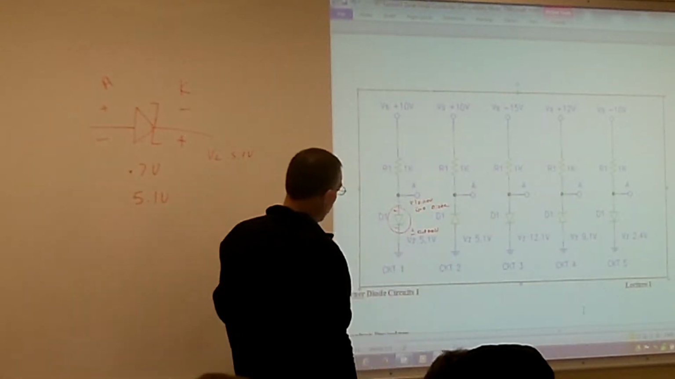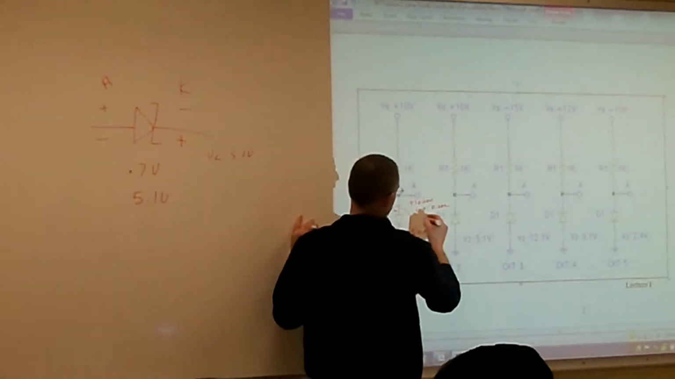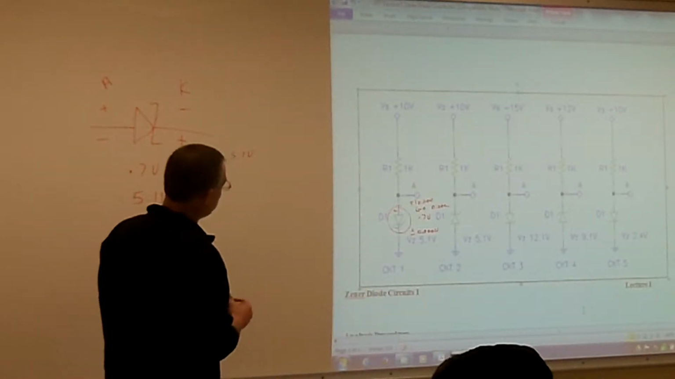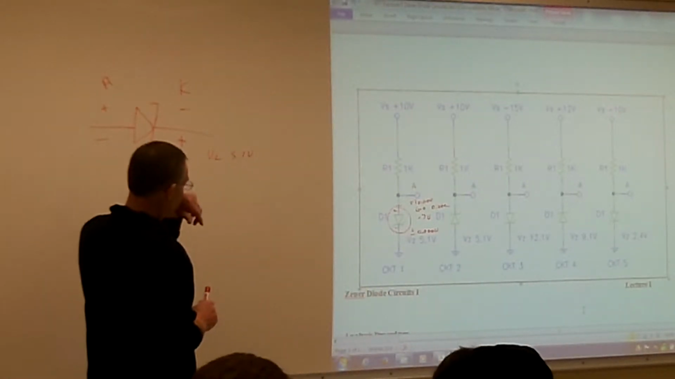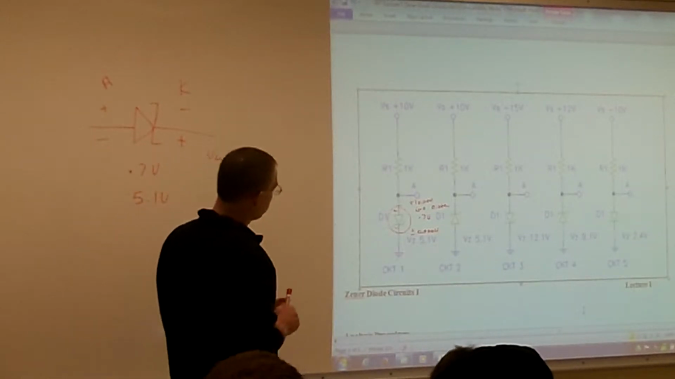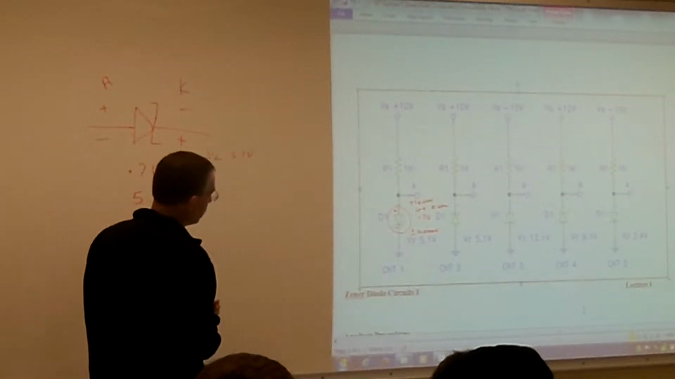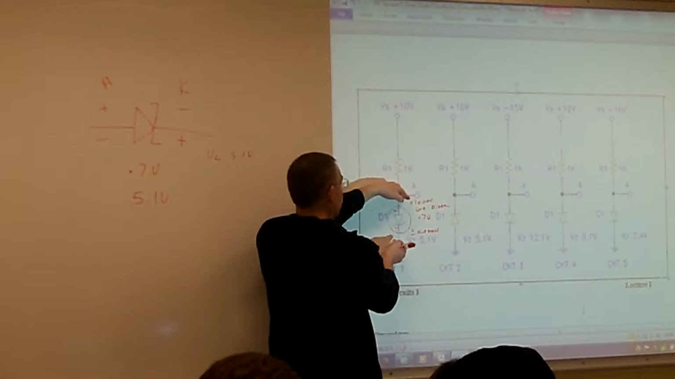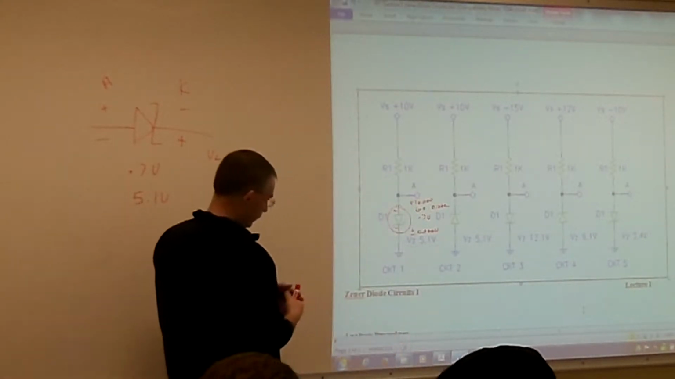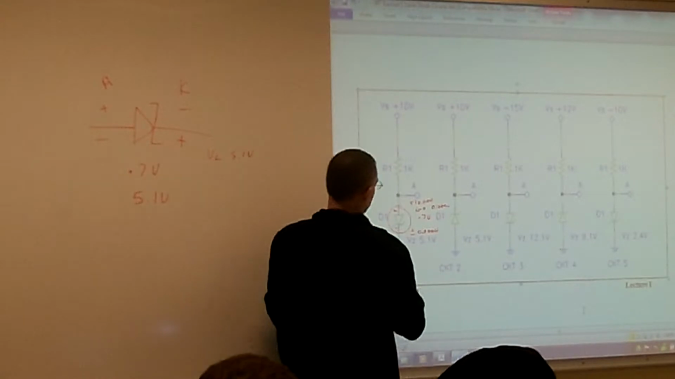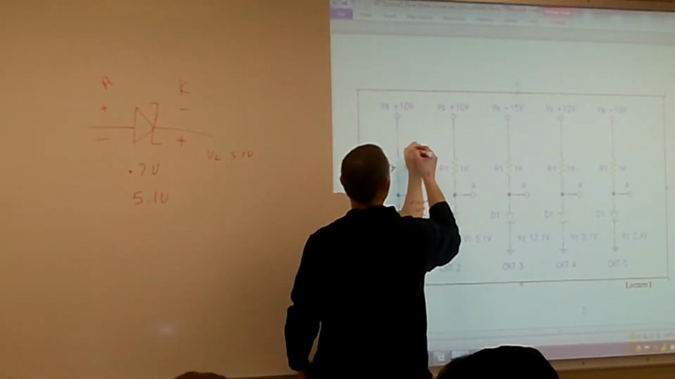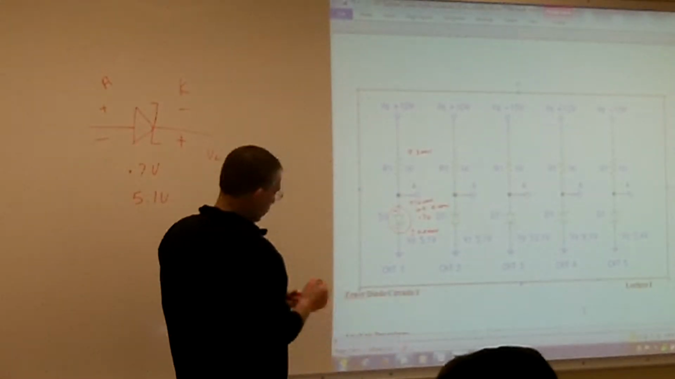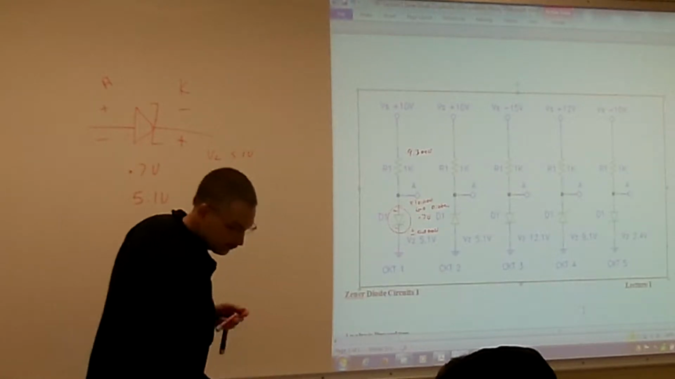What's it going to drop for a voltage then? 0.7 volts. Okay, then what's my next step? Figure out your VR. Because we already gave the diode its voltage, and we only have two components on here, VR is going to equal our 9.3 volts. Then what's my next step? Figure out your currents.